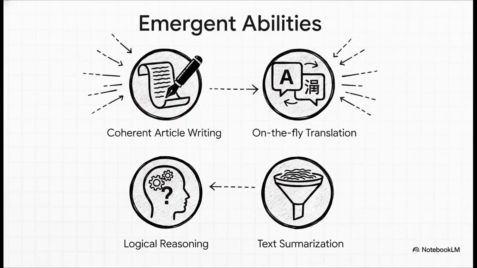And what kind of abilities are we talking about here? We're talking about things like writing entire, coherent articles from a simple prompt, translating languages on the fly, even showing glimmers of logical reasoning. And the craziest part is, nobody programmed these skills into it. They just appeared as the direct result of its sheer size.